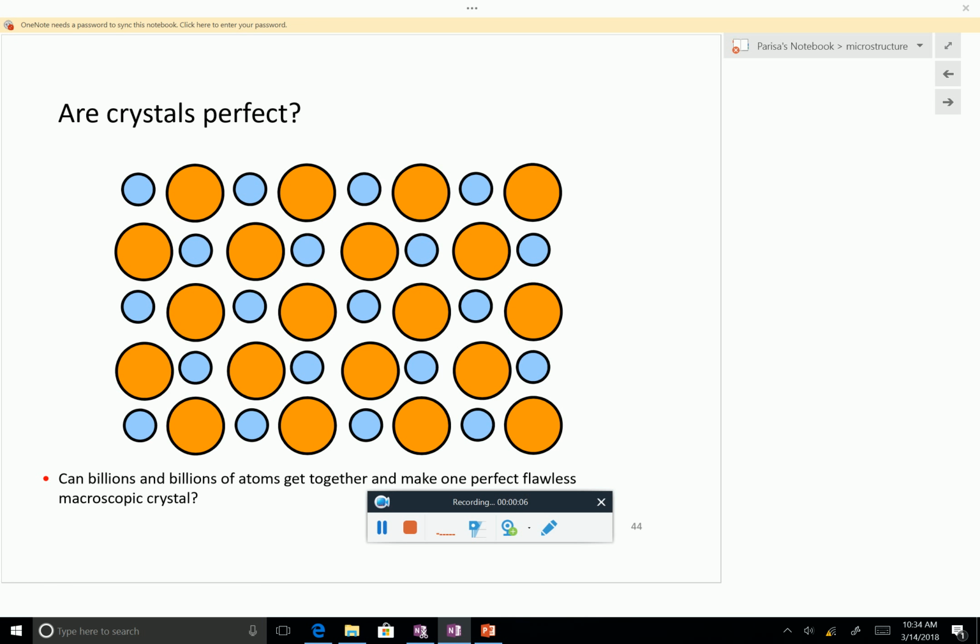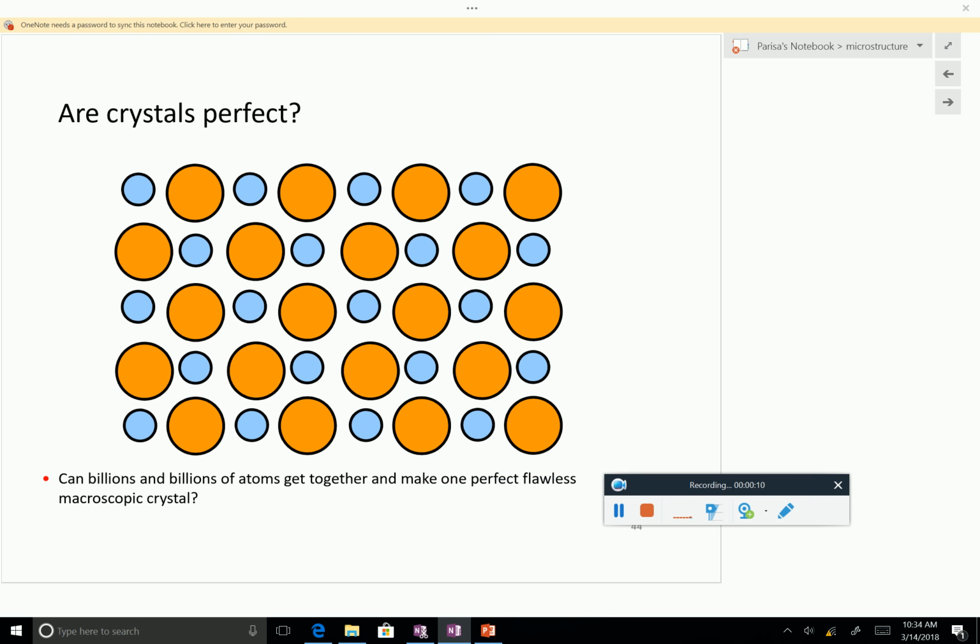So next class will be on steel. We learned about crystals. So the question is, are the crystals perfect? We learned that metals have a crystalline structure.